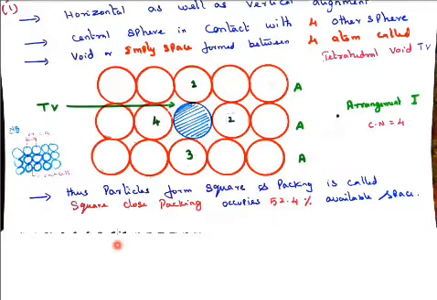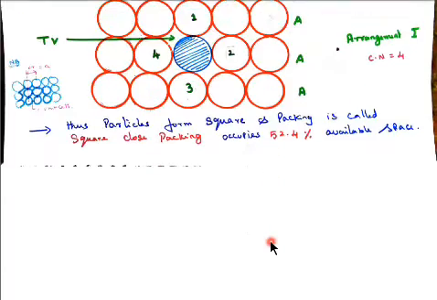Square close packing occupies 52.4% of the available space. If they ask what the empty space in square close packing is, we have to subtract 100 minus 52.4. We get 47.6% as the empty space.